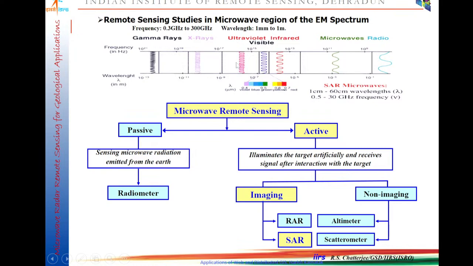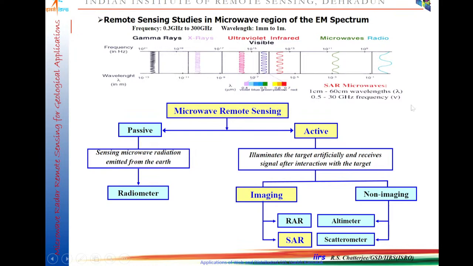It is different from thermal remote sensing. Thermal remote sensing, the spectral range was up to 35 micrometer, isn't it? Now in case of microwave, it is from 1 millimeter to 1 meter in terms of wavelength, or 0.3 gigahertz to 300 gigahertz in frequency. But in case of radar remote sensing, particularly synthetic aperture radar remote sensing, the wavelengths are 1 centimeter to 60 to 70 centimeters, something like this. So you see the difference.